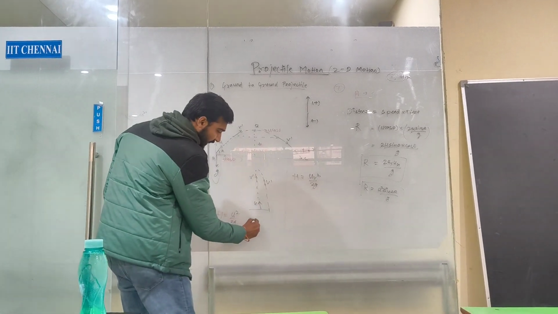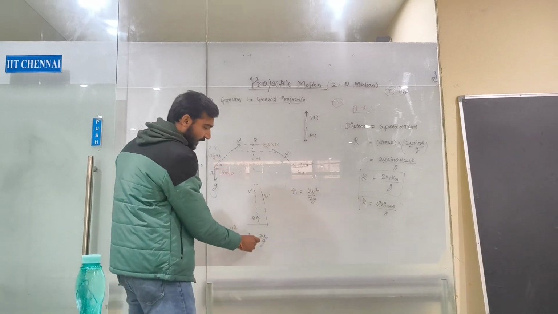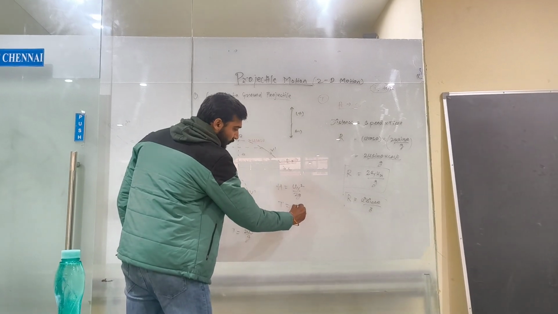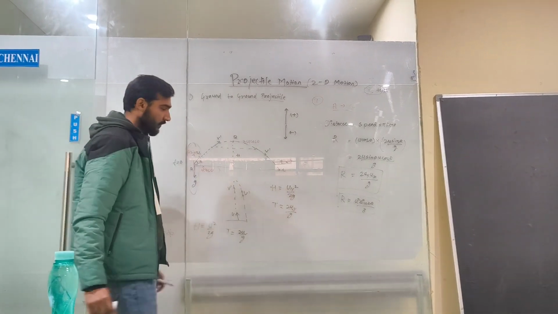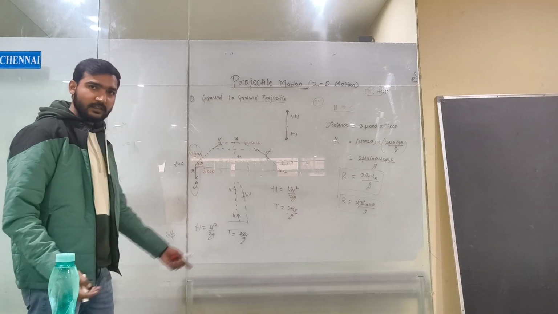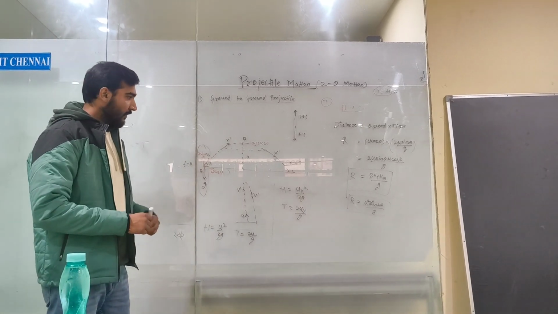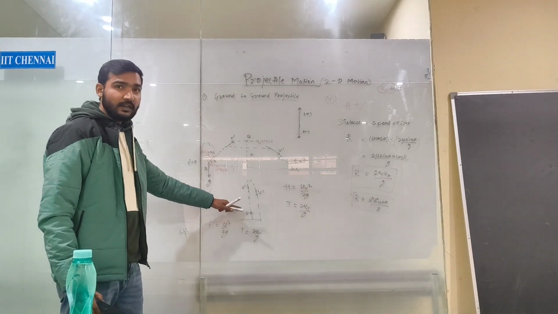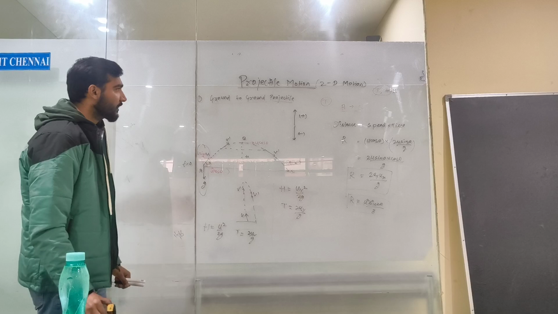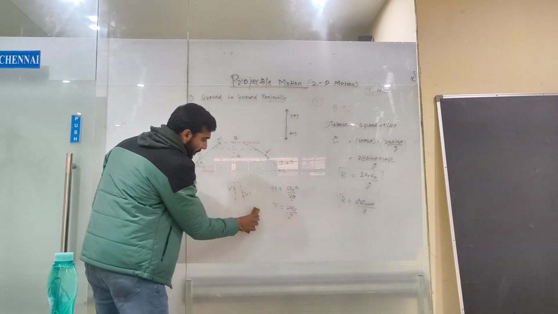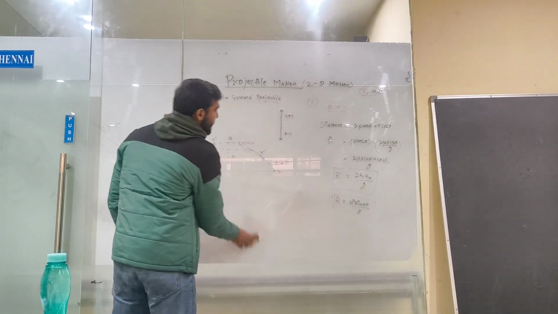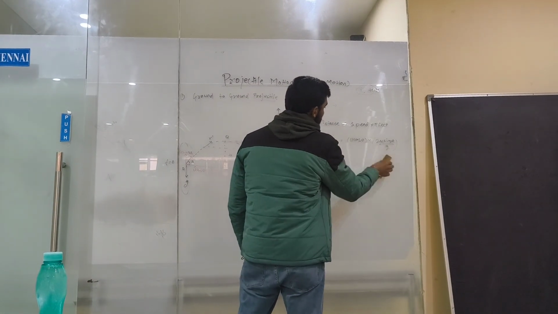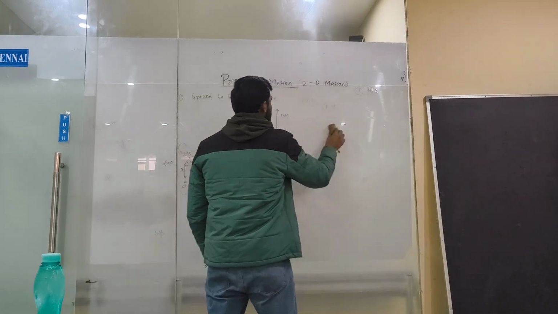Time, we have seen here, total time of flight is 2u by g. And in projectile, what we have seen? 2uy by g. Yes or no? Velocity in y-axis. Similar formula. So if we understood this rectilinear motion with gravity, we can easily correlate this with projectile. Yes or no? If any doubt, please ask me. Okay.